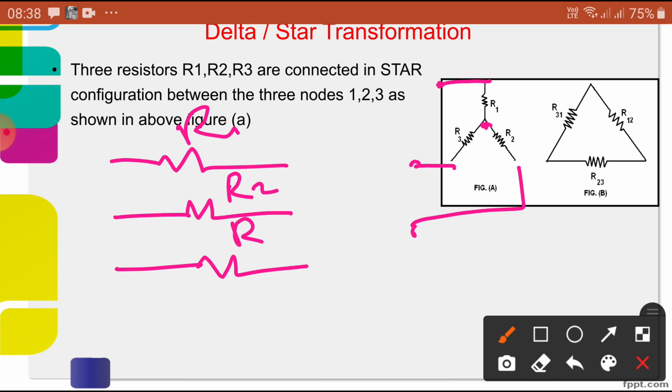Remember that a star has a neutral point, the common point, and you are connected to the neutral point. So, this is a common point. Whereas delta, same R1, R2, so we are going to connect the different networks.